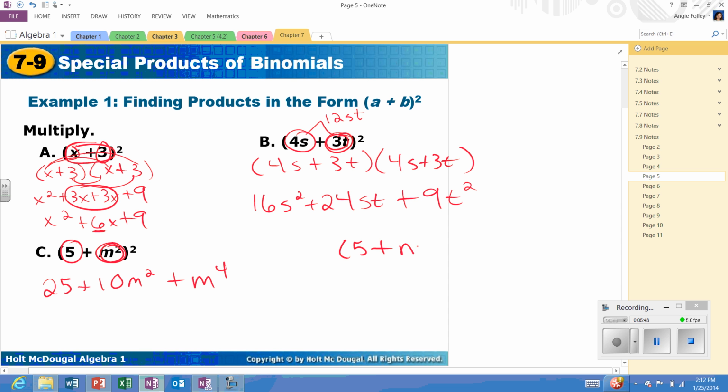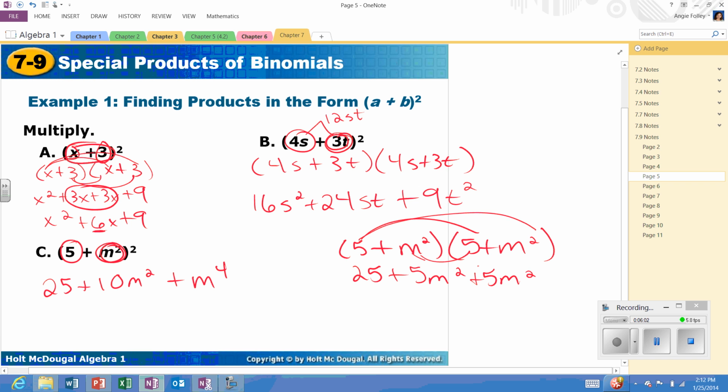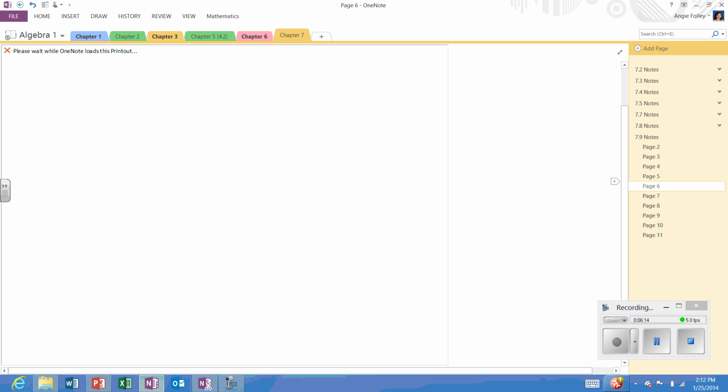If I were to FOIL that out the long way, I would get the same answer. So I get 25 plus 5m squared plus 5m squared plus m to the fourth. And then I combine these, so I get 25 plus 10m squared plus m to the fourth. So you can get the same answer by FOILing it. Whichever way you like is fine.